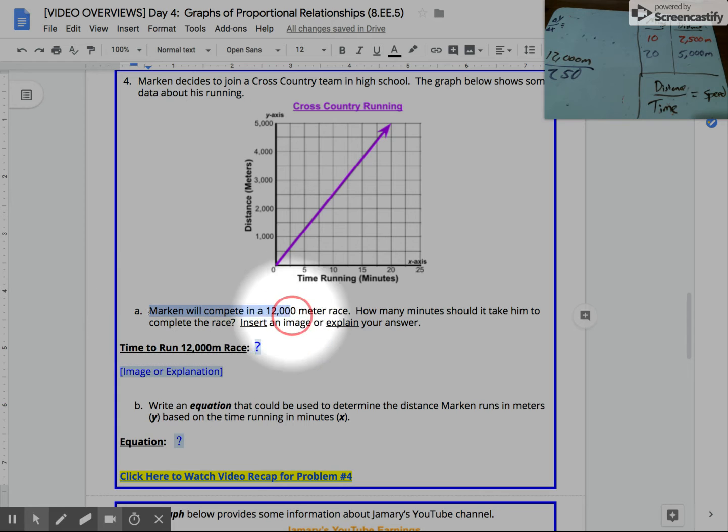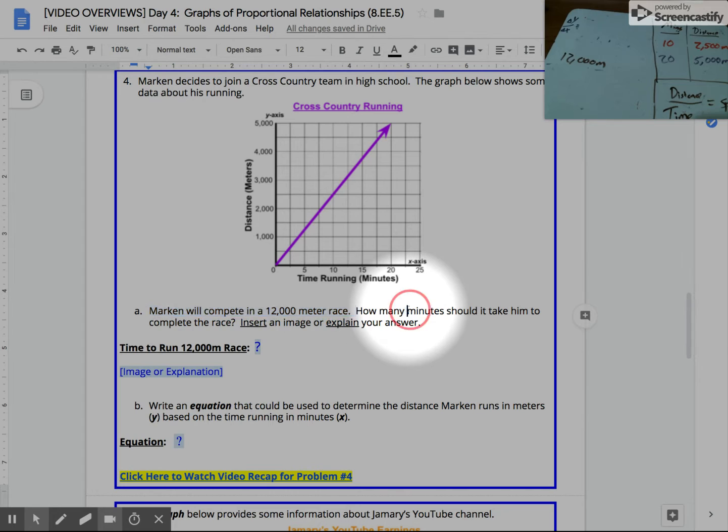Part A asks us, Markin will compete in a 12,000 meter race. It's a key piece of information, 12,000 meters. So you see on my whiteboard over here, we have that 12,000 meters written down in advance, and they want to know how many minutes it would take him to complete the race. To know that, we need to figure out something about his speed, how far he goes every minute. And to help us, the graph gives us data.